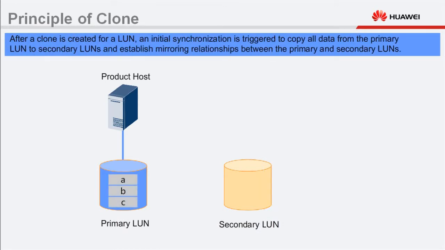After a clone is created for a LUN, an initial synchronization is triggered to copy all data from the primary LUN to secondary LUNs and establish mirroring relationships between the primary and secondary LUNs. The mirroring relationship is called pair.